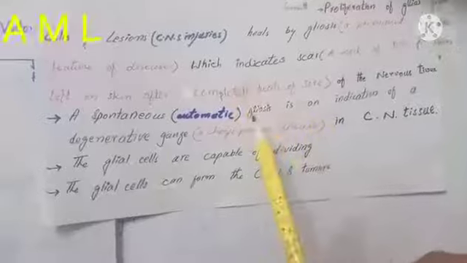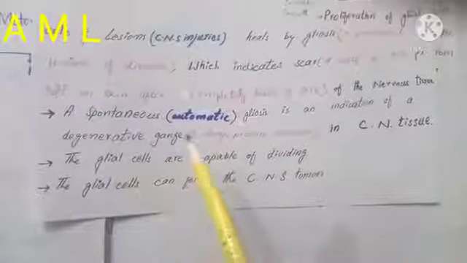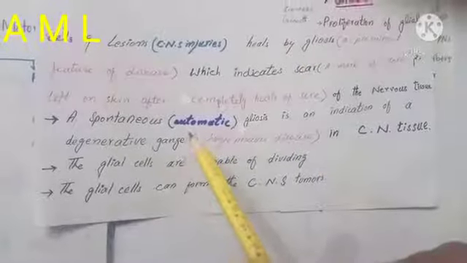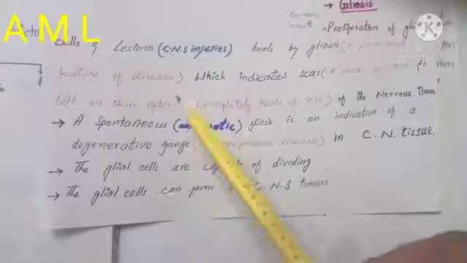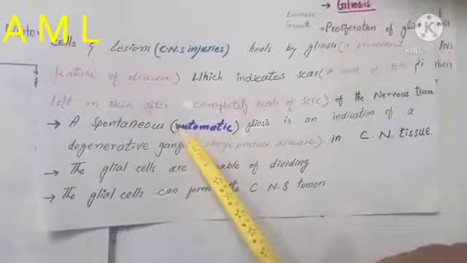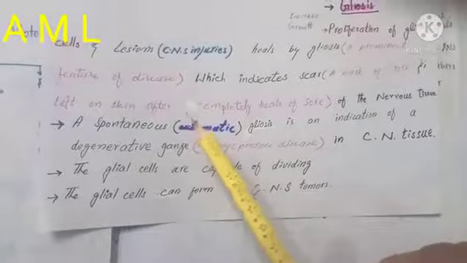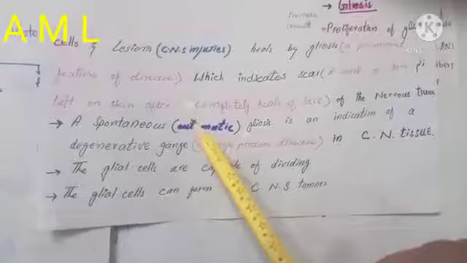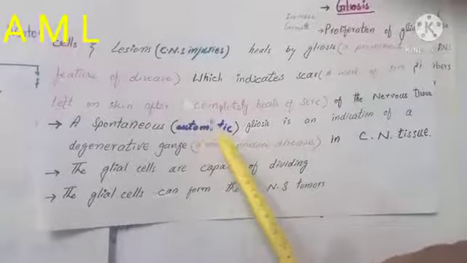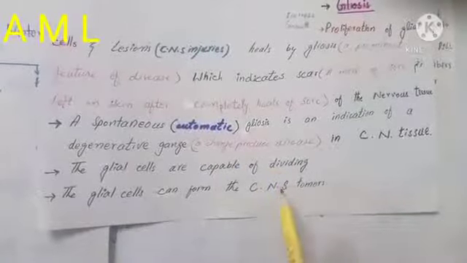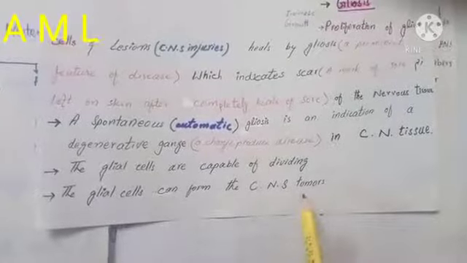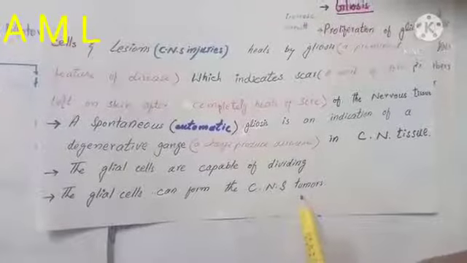The glial cells are capable of dividing, and glial cells can form CNS tumors, meaning tumors in the central nervous system. Glial cells can be formed because gliosis itself is a feature of disease. So it can also make disease. The disease is a tumor, and lastly the tumor can convert into cancer.